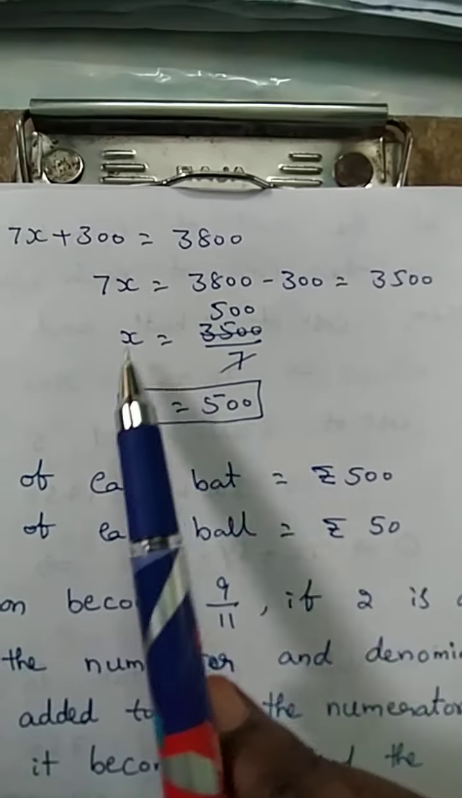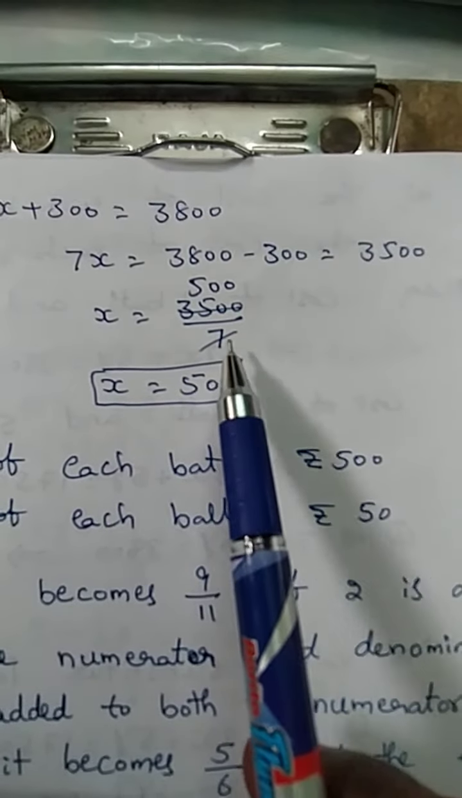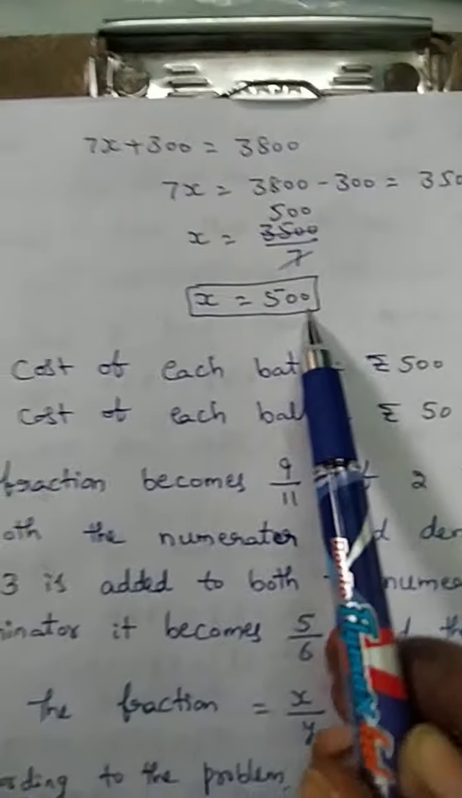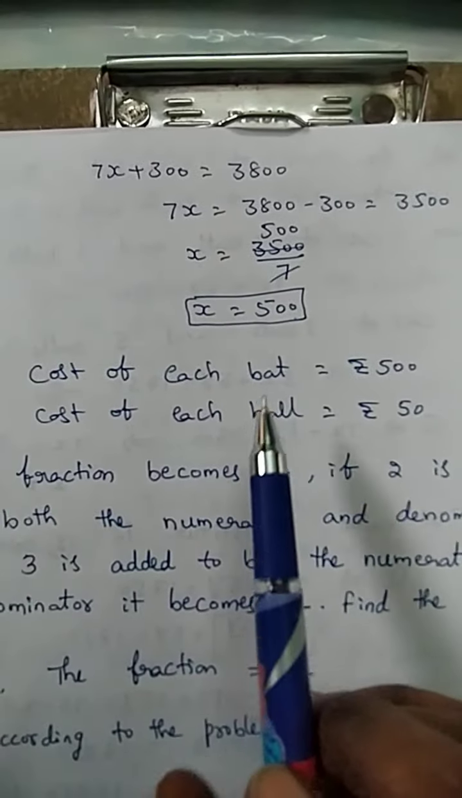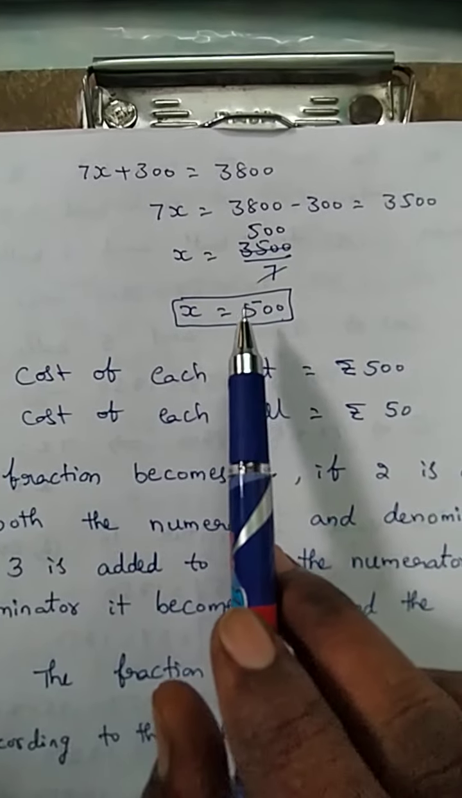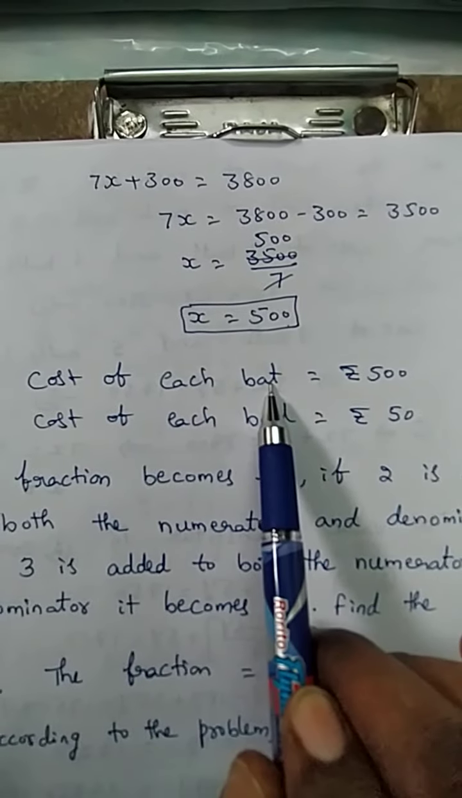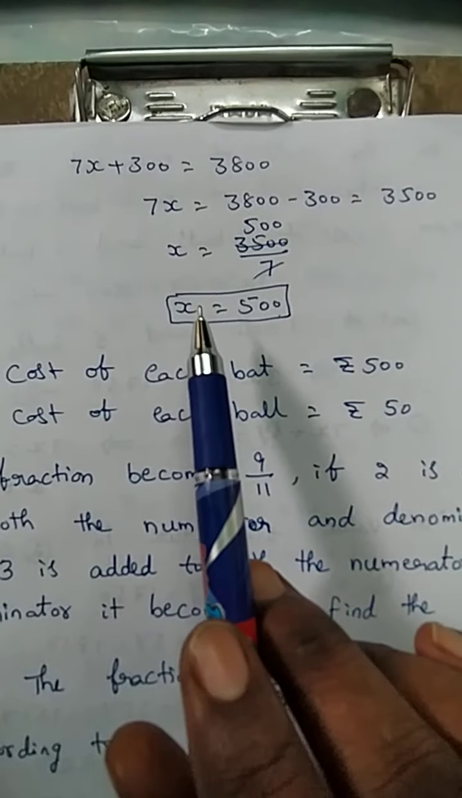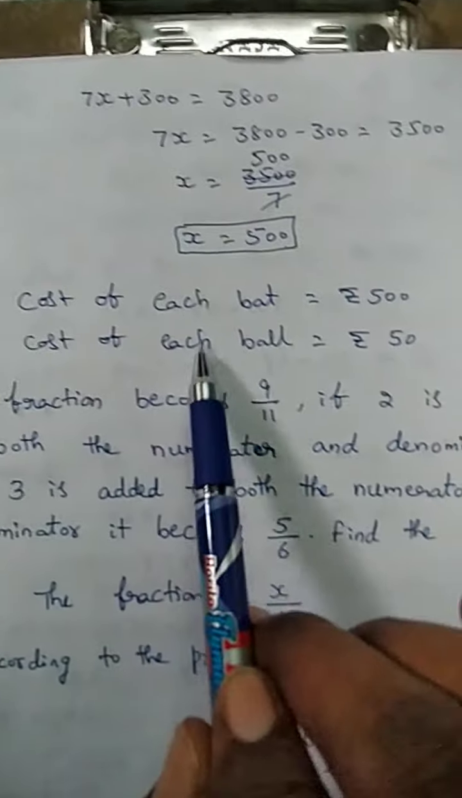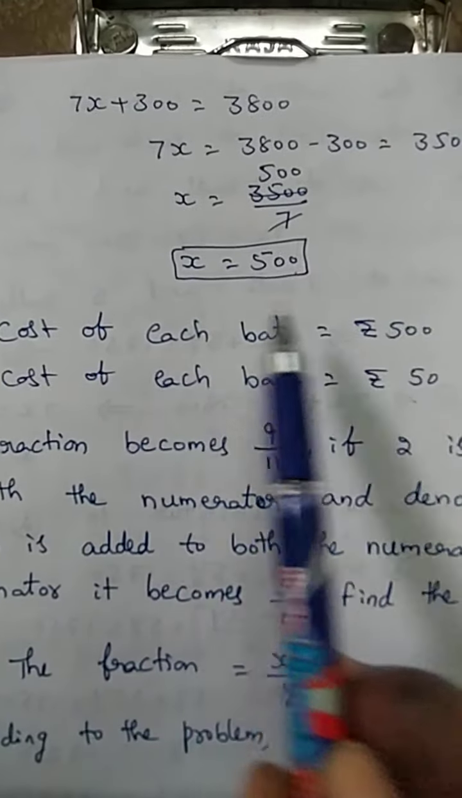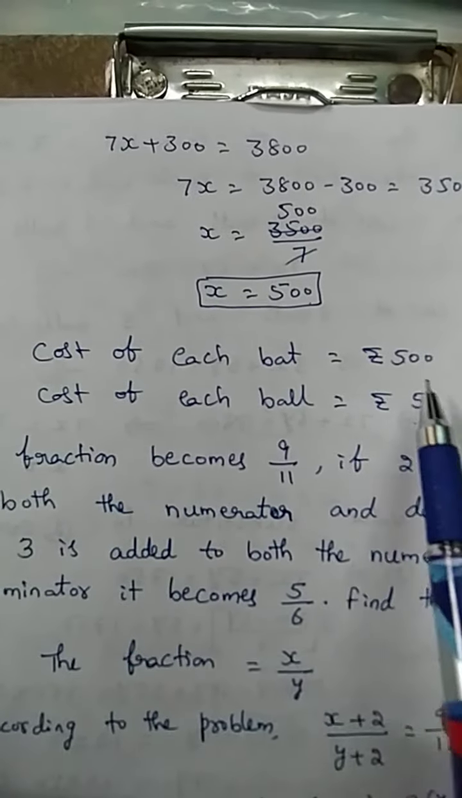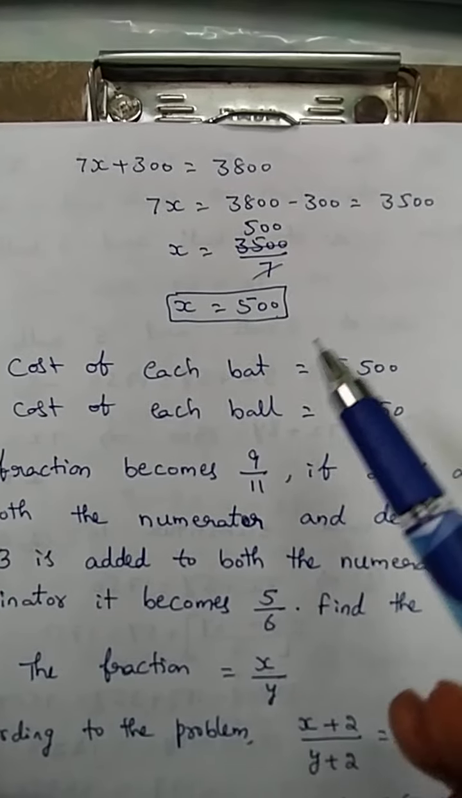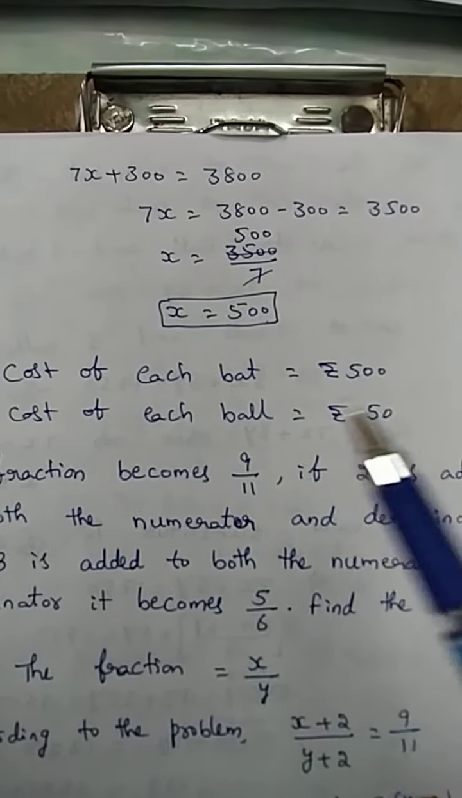7x is equal to 3,500. x is equal to 3,500 by 7. Then x is equal to 500. So x is equal to 500, y is equal to 50 in the problem. What is the value of x? The cost of each bat is equal to 500 rupees. The y value is 50, so it is the cost of which one? Ball. The cost of each ball is equal to 50 rupees. The cost of each bat is 500, the cost of each ball is 50 rupees. This is the solution for the problem based on the substitution method.